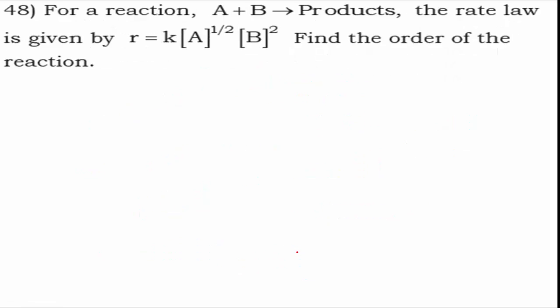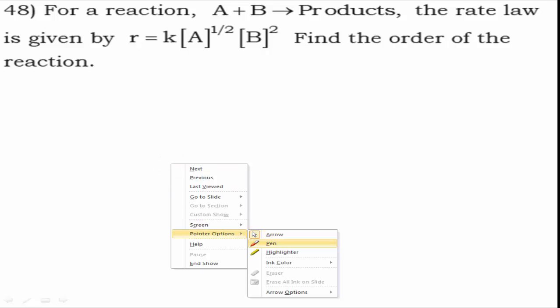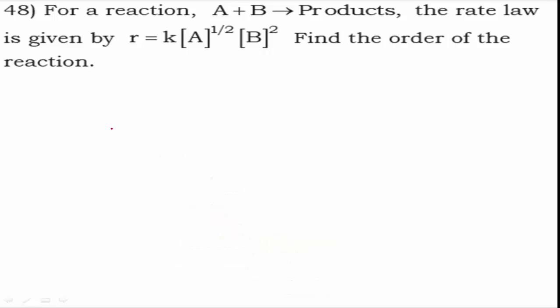Next, question number 48. For a reaction A plus B gives products, the rate law is given by R equal to K A to the power of 1 by 2 B to the power of 2. Find the order of the reaction. Let's go to the solution part.